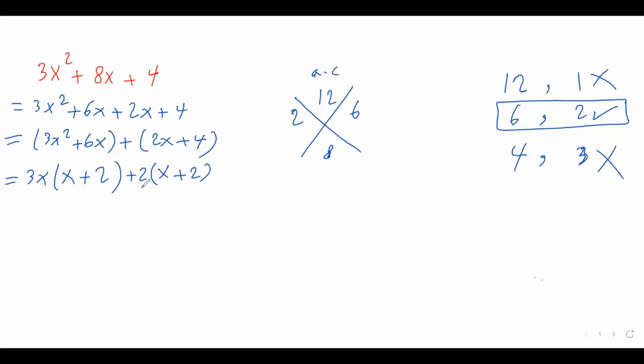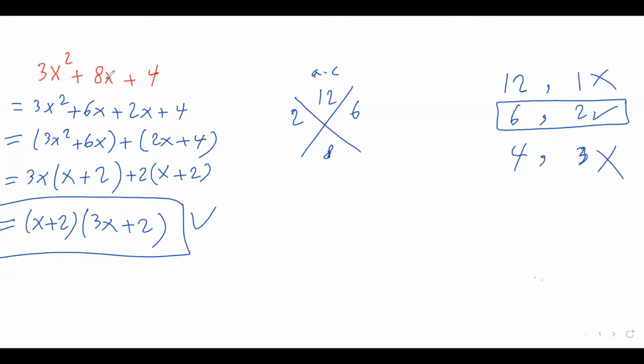And now I have this expression and this expression. What is in common between those two? x plus 2 is in common. So I factor out x plus 2. Open the bracket. The first one divided by x plus 2, I'll be left with 3x. The second one divided by x plus 2, I'll be left with positive 2. This is the factored form of this quadratic expression. This is the first method.